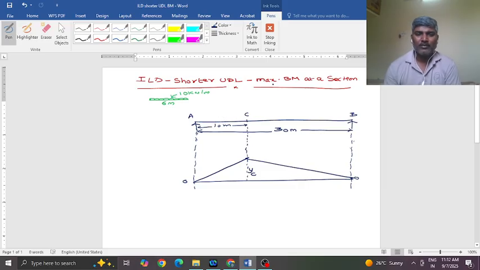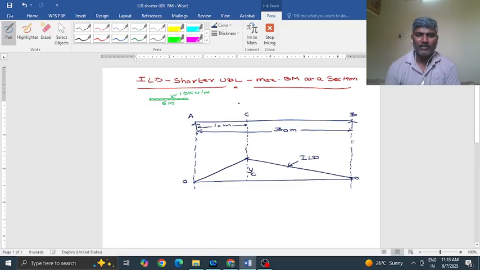So my interest is what is the maximum bending moment at this section which I have chosen. I have chosen a section at 10 meters. You have seen in my previous video lectures how to plot the ILD for bending moment at a section. So this is the ILD which I have plotted for bending moment at C.